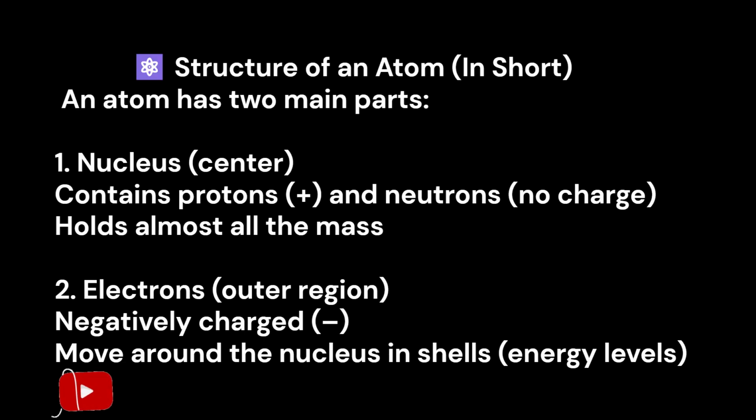So let's recap quickly. The nucleus is at the center and it contains protons, which are positive, and neutrons, which are neutral. And outside the nucleus, there are electrons revolving around the nucleus. These are negatively charged particles that move around the nucleus in their respective shells.